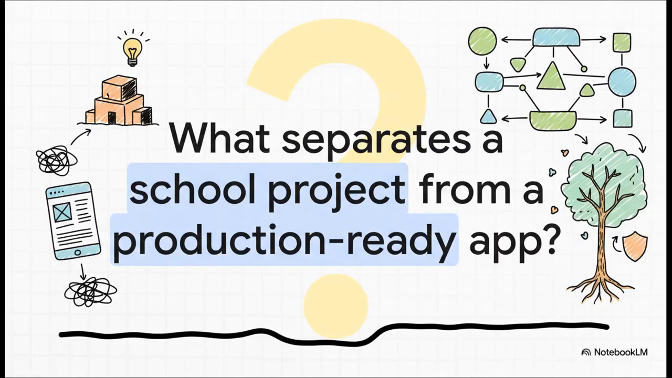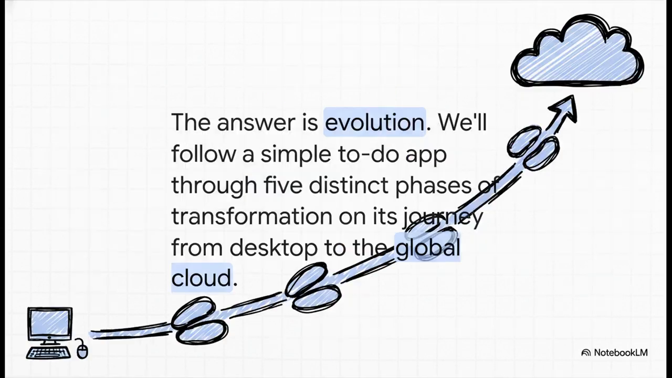So let's start with the big question. What is the real difference between a project someone builds for a class and a professional app that's ready for the real world? Is it just a slicker design, a couple of extra bells and whistles, or is it something way, way deeper? Well, it turns out the difference is the journey. It's a story of evolution, and we're going to follow our to-do app through 5 distinct phases of its transformation, taking it from a single computer all the way to the global cloud.